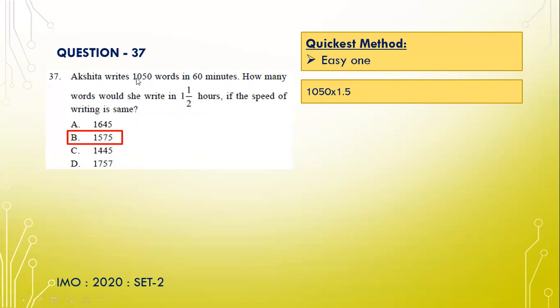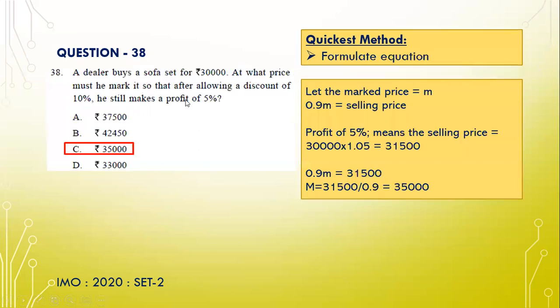So 1050 words in 60 minutes. What is 60 minutes? 1 hour. So 1050 words in 1 hour. So how much could she write in 1.5 hours? So 1050 into 1.5 is 1575. So she can write 1575 words in 1.5 hours.